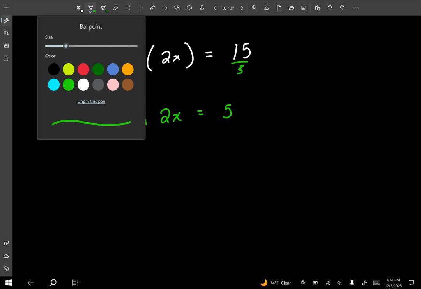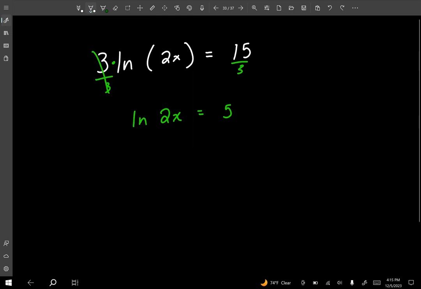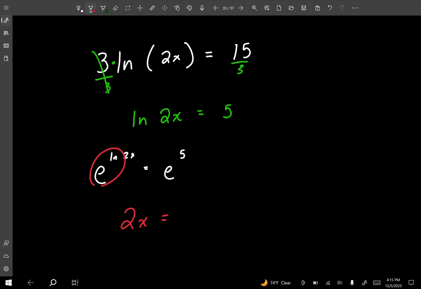Now, as before, I'm going to raise both sides to the power of e. Well, I'm going to make both sides the exponent on an e, I should say. Oh, that's a funny looking e. Let's try again. There's that. The natural log cancels with the e. Those are gone, and I'm left with 2x on the left. On the right, I'm left with e to the 5th power.